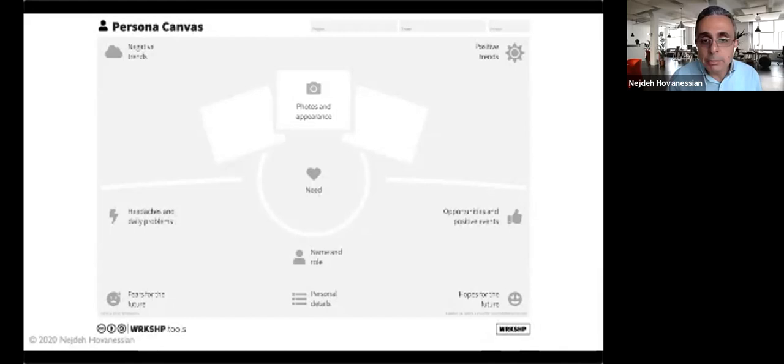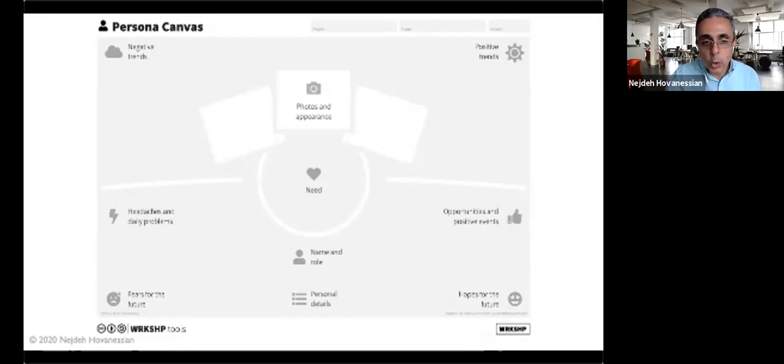Whether you are developing a business from a project management point of view, a technical point of view, a design point of view, or even a management point of view, on either side, it will help you to empathize with your audience and to develop an appropriate solution for your audience.